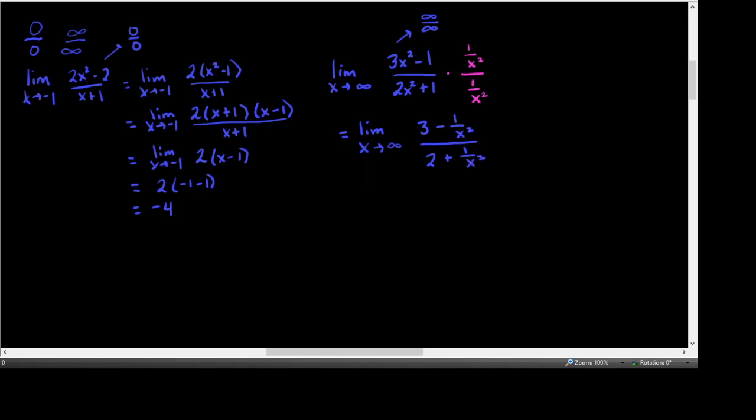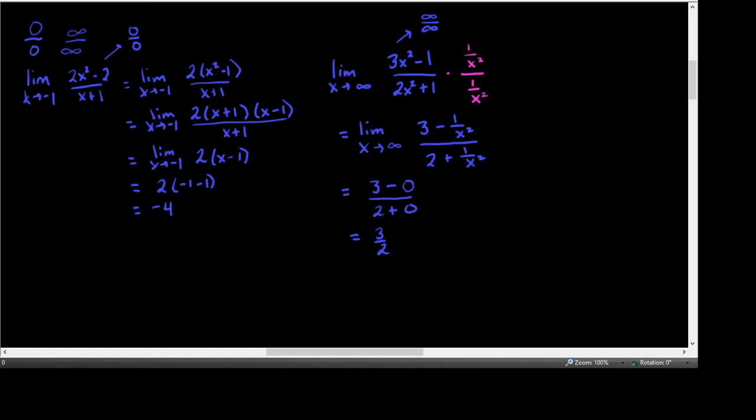And of course, the limit of the constant 3 is 3, minus the limit of any constant over a power of x as x goes to infinity, which will go to 0. Of course, the limit of a constant is that constant. And again, we get 0 there. And this time, the indeterminate form actually did have a limit, and the limit was 3/2.